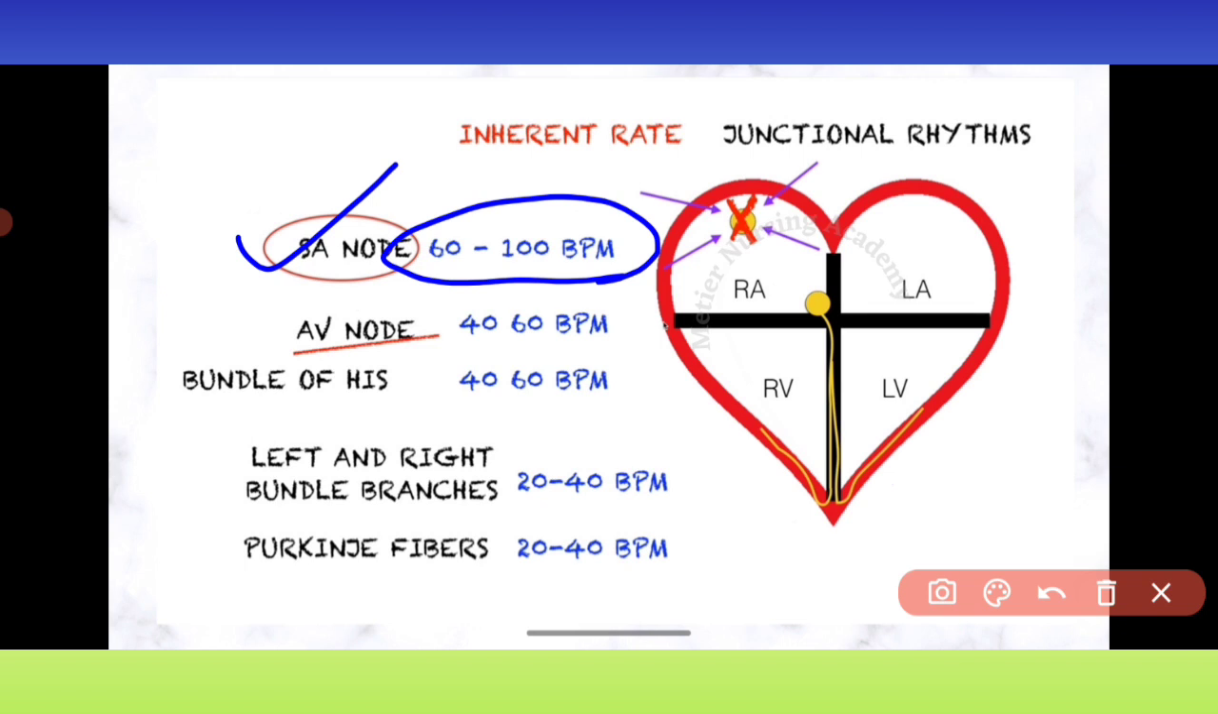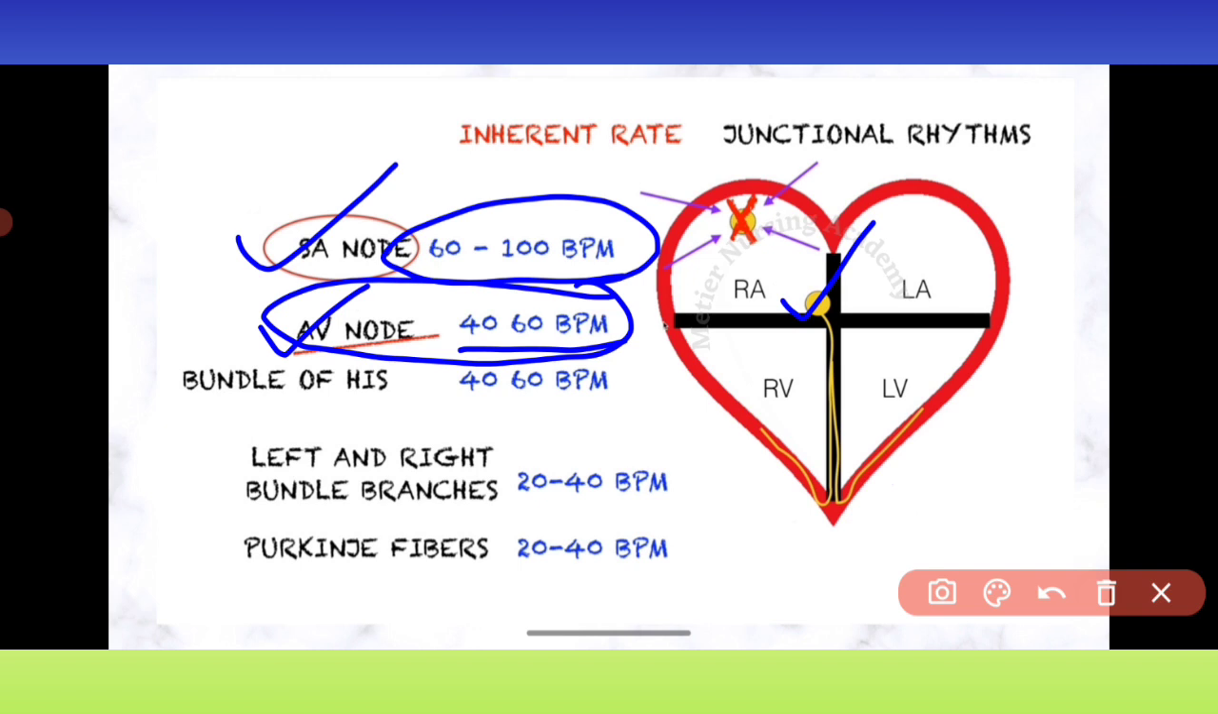Okay, suppose if the SA node is not at all working, there is some problem with the SA node, and the responsibility will be taken by the AV node. The AV node will function independently. Underline the word independently. If the SA node is not working, the AV node will function independently. In this time, the heart rate is going to be 40 to 60 beats per minute. Okay, and this condition is called as what? Junctional rhythm. Fine.